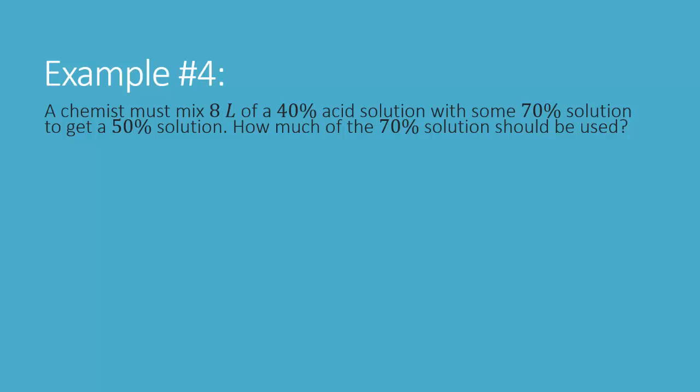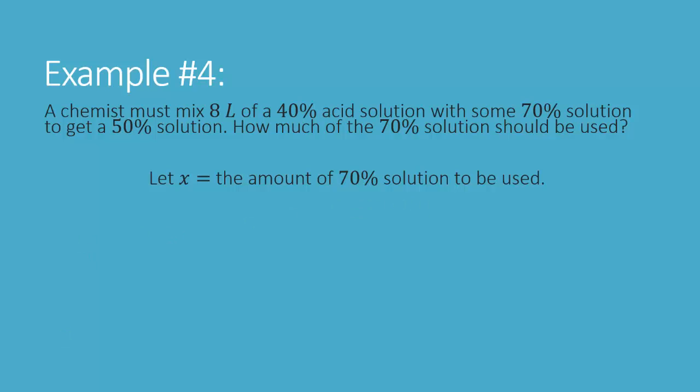Now, if you've already had chemistry, you might have seen some problems like this before. If you haven't, well, first we need to label our variable. We're going to say x is the amount of the 70% solution to be used, which is what we're looking for. A lot of times, using x as our variable for what we're looking for is very helpful. Nine times out of 10, 99 times out of 100 even, that's going to be the best way to go. So x is the amount of this 70% solution.